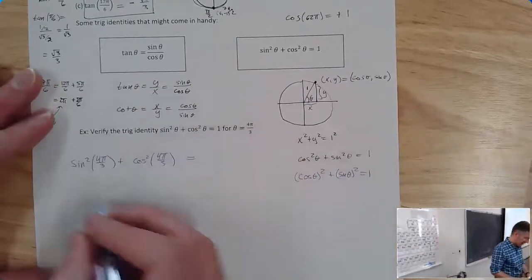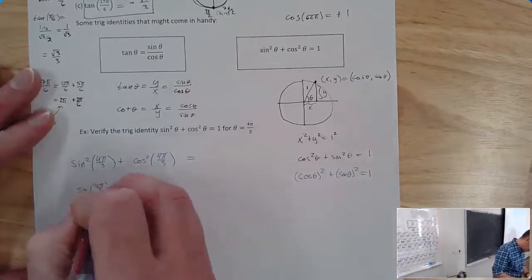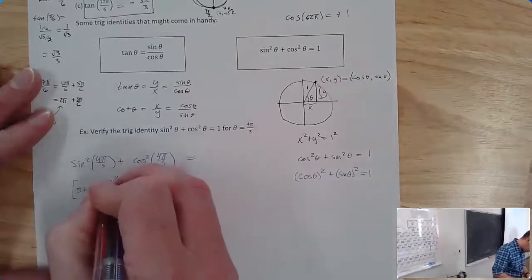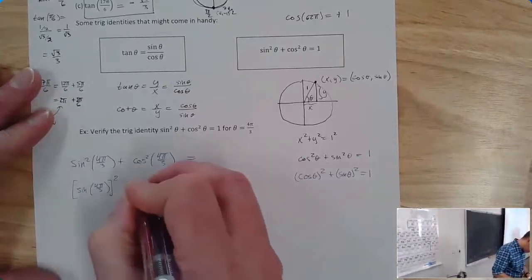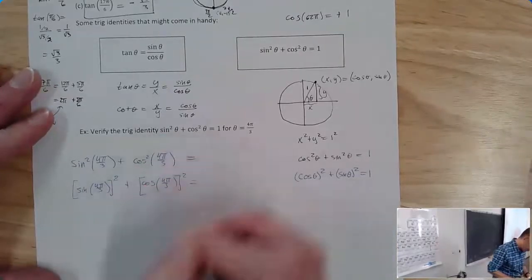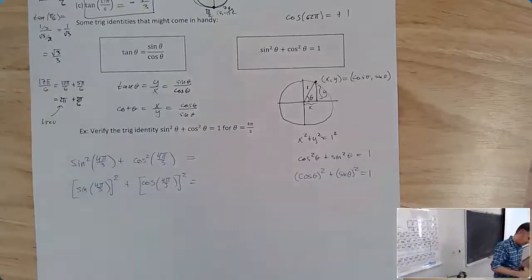So I'm going to rewrite this as sine of 4 pi over 3 quantity squared plus cosine of 4 pi over 3 quantity squared. All right, my reference angle is pi over 3. Sine of pi over 3 is, let's see, it's not the smaller angle in the first quadrant, it's the bigger angle in the first quadrant. So sine is the bigger value, which is root 3 over 2.